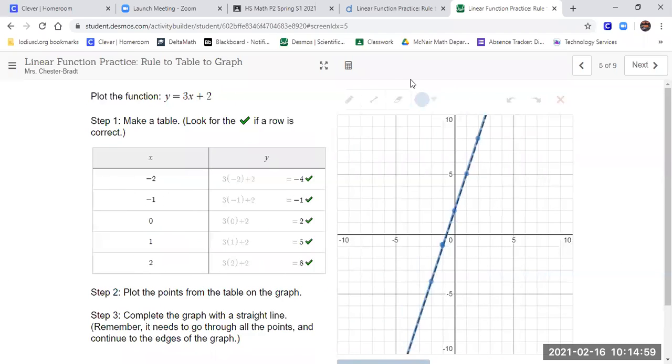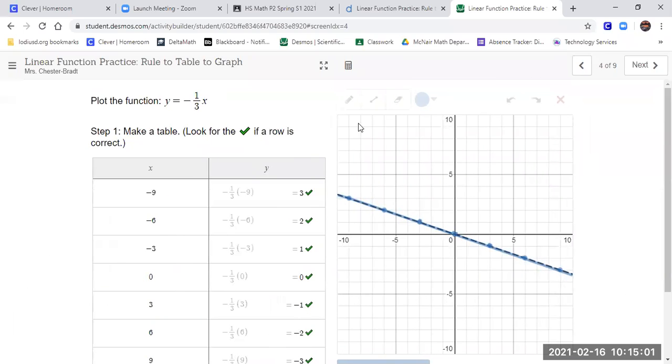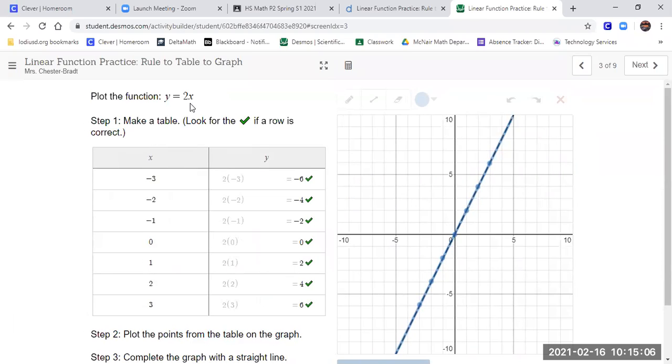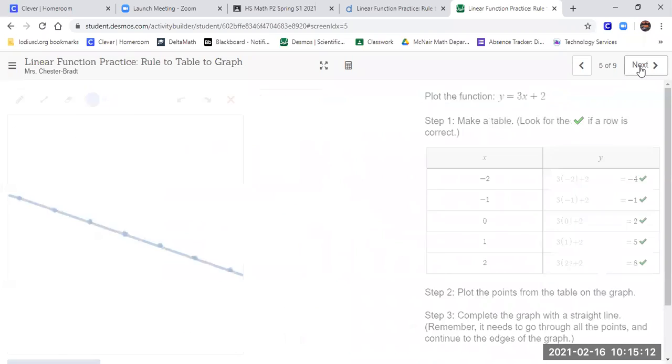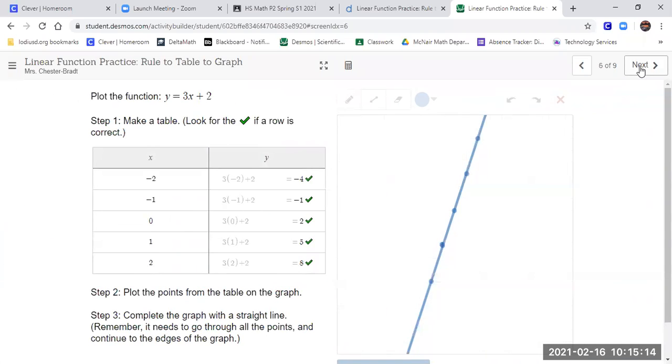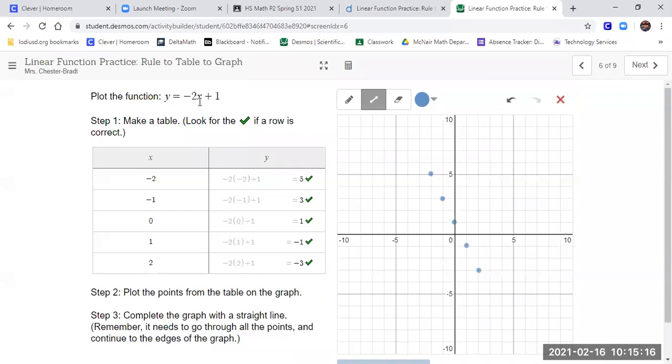What does 5 have that 4 does not? And 3 does not? Because 3 and 4 are proportional, but 5 is not proportional and 6 is not proportional. What does their rule have that makes it not proportional?